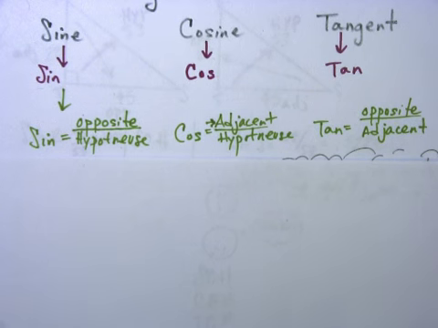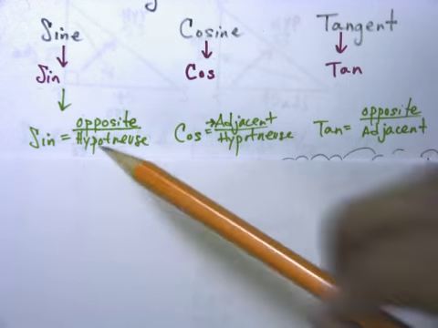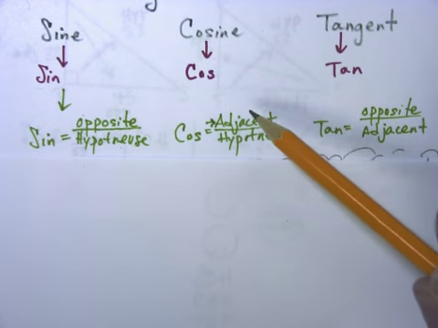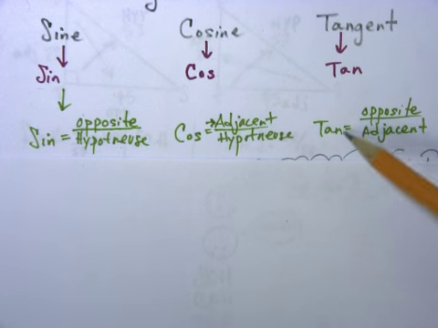Now these functions are relative to your position on the triangle, and we're going to clarify that a little bit later on. But I just wanted to introduce you to what they do at the most basic level. The sine function is the opposite over the hypotenuse, the cosine is the adjacent over the hypotenuse, and the tangent is the opposite over the adjacent.